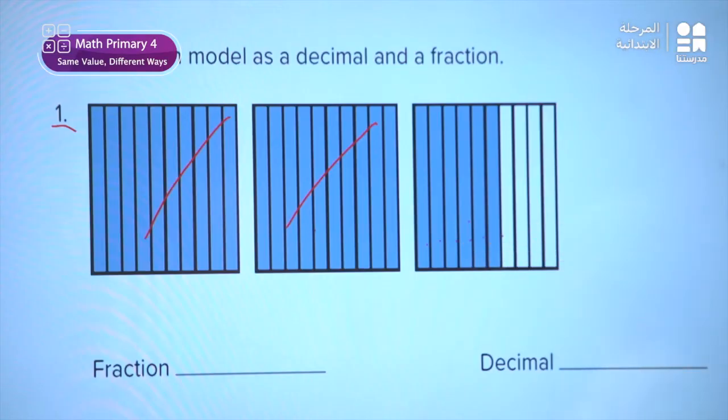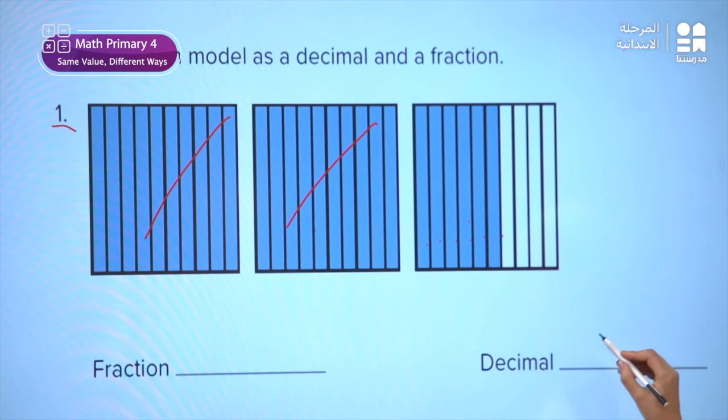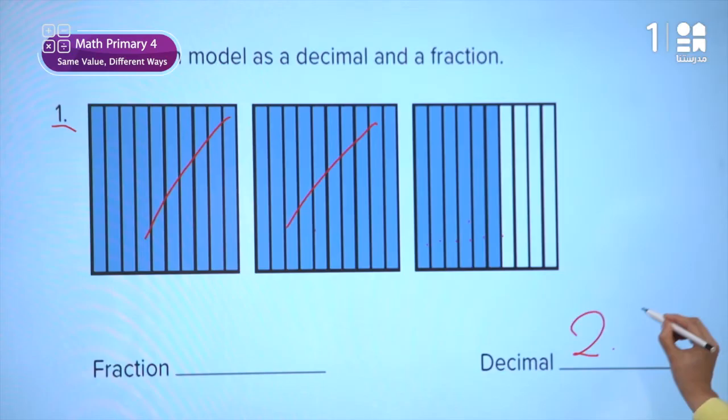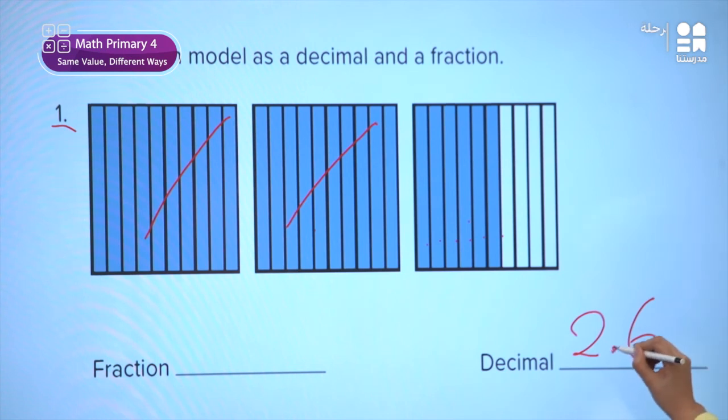Let's solve this together. What will the decimal be here? It will be 2 whole numbers, right? So my decimal will have 2 whole numbers. After the decimal point, how many parts do I have? 6 parts out of 10, so 2.6. When I read it, it is 2 and 6 tenths, right?